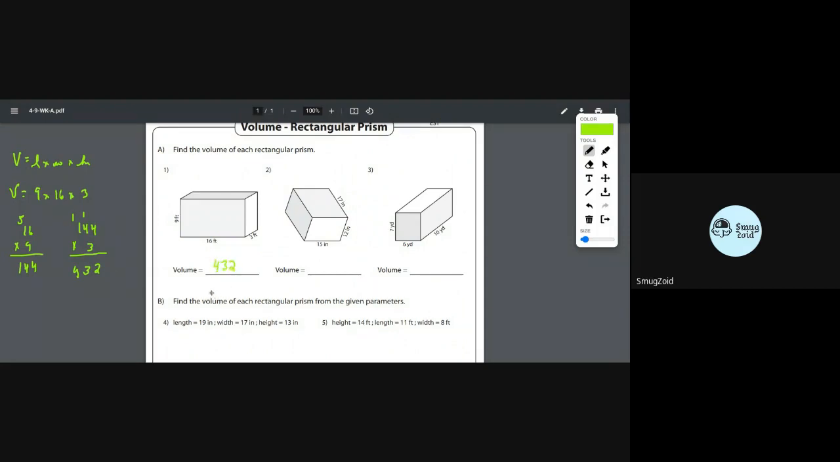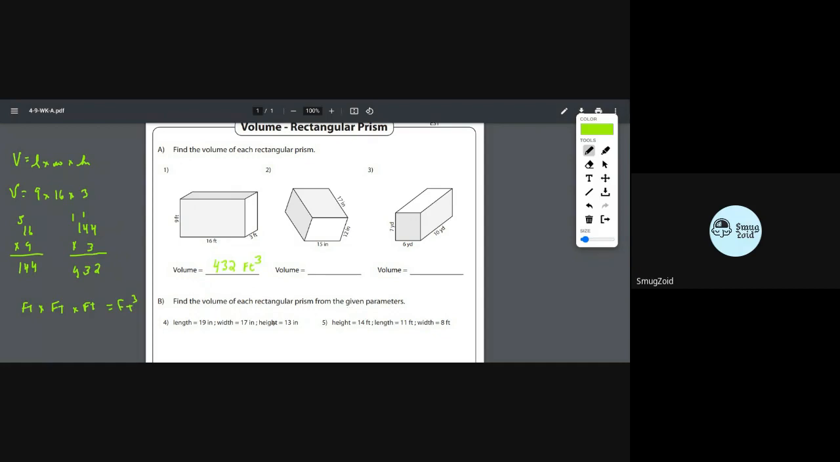432. And think about this. It went feet times feet times feet, and that's the units. So the answer has to be feet cubed. So it's 432 feet cubed. All right. So that's how you did that first one.